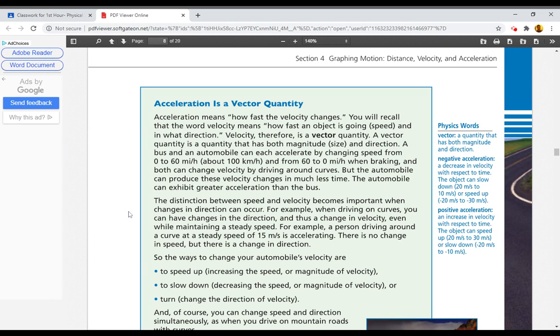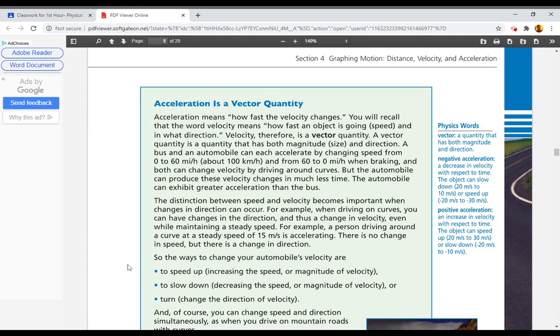The distinction between speed and velocity becomes important when changes in direction can occur. For example, when driving on curves, you can have changes in the direction and thus a change in velocity, even while maintaining a steady speed. For example, a person driving around a curve at a steady speed of 15 meters per second is accelerating. There is no change in speed, but there is a change in direction.